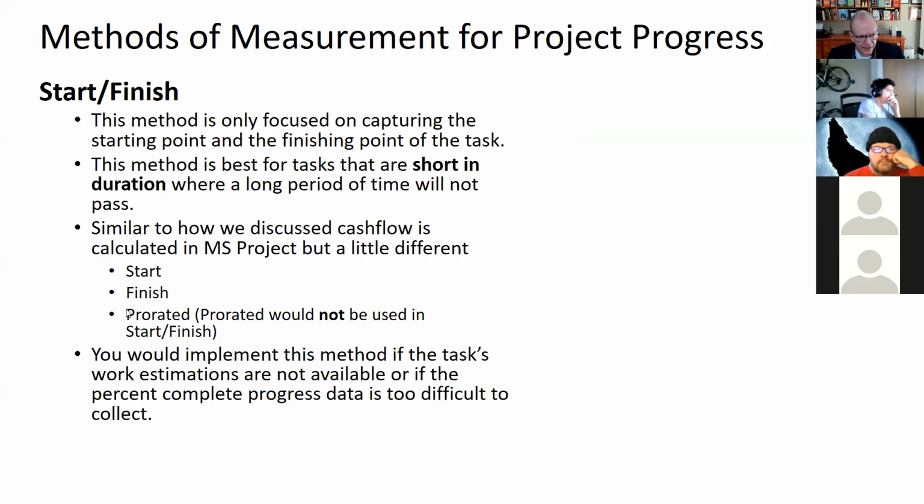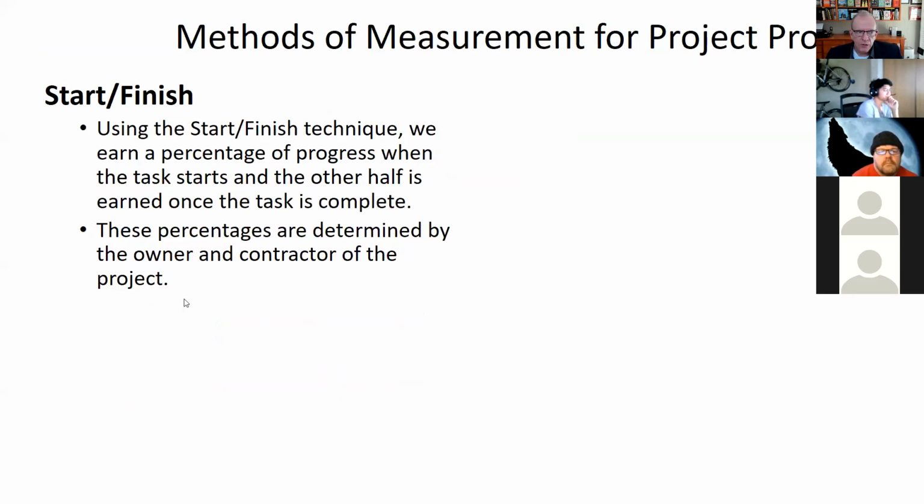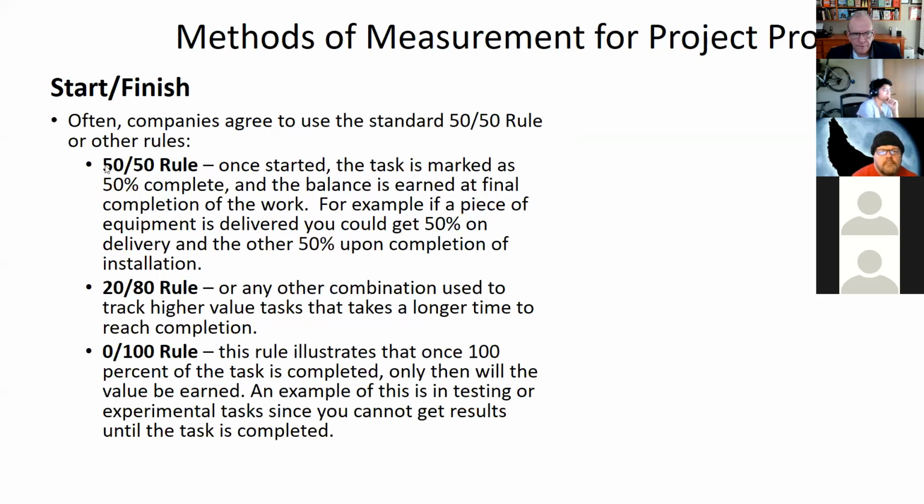So I put prorated there, and this would not be used in start to finish. But you know how I've shown you in Microsoft Project, it's got, when am I getting paid? Am I getting paid at the beginning of this or at the end of this? Or if it's work, prorated. Well, if it was based on your contract, which might say you get 50% at the beginning and 50% at the end, and this activity is 2 weeks long and it's $10,000, then the day you start, you get 5,000. The day you finish, you get 5,000. That's how that would work.